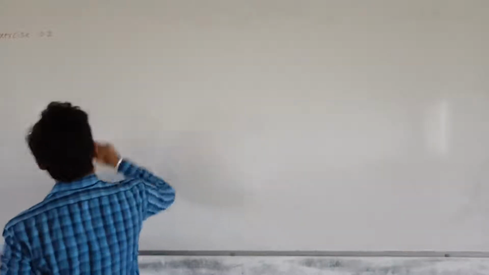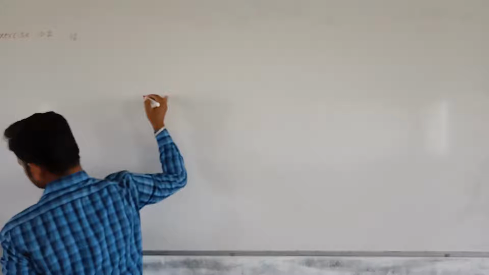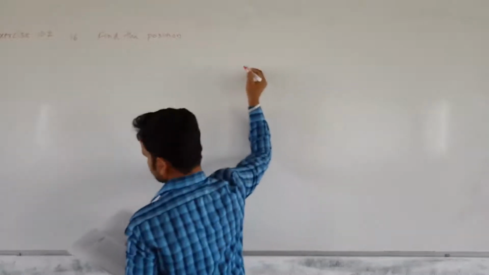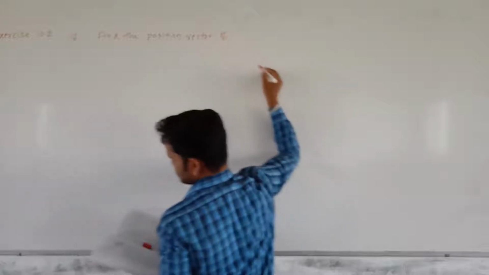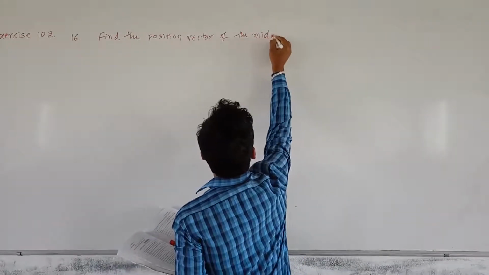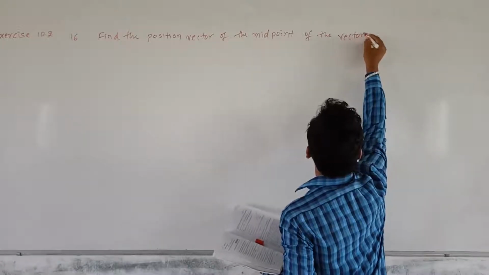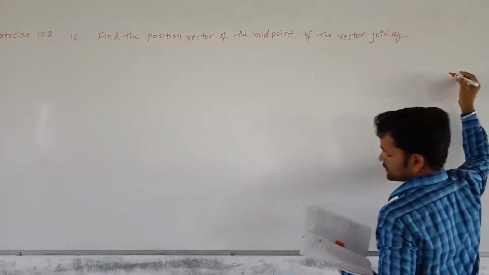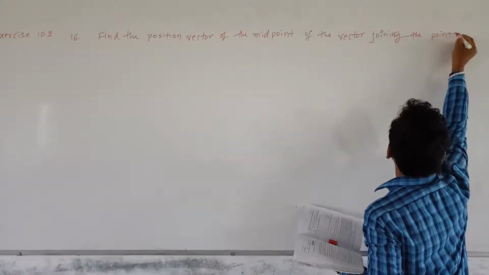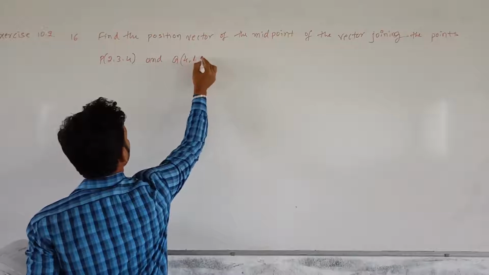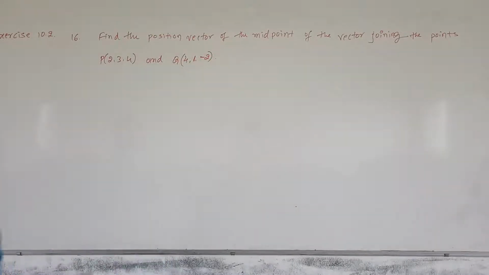Now, we will take problem number 16. 16 is, find the position vector of the midpoint of the vector joining the points P of 2, 3, 4 and Q of 4, 1, minus 2. 4, 1, minus 2.